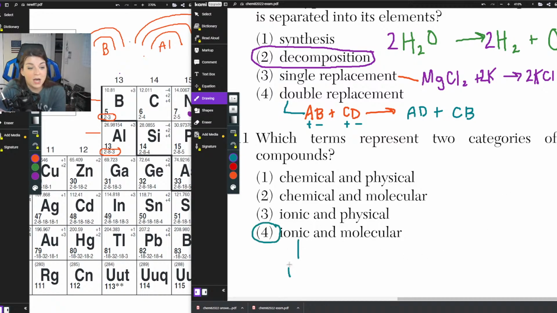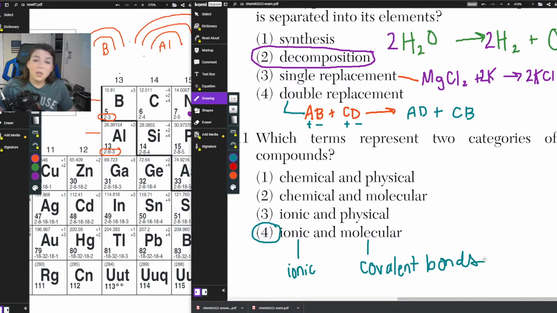Ionic means it has ionic bonds. So electrons are transferred from the positive to the negative, but typically from a metal to a non-metal. And a molecular compound is just something that has covalent bonds. I don't know why they decided to just name them molecular. They did. That's what they decided. Molecular things are things that have covalent bonds.